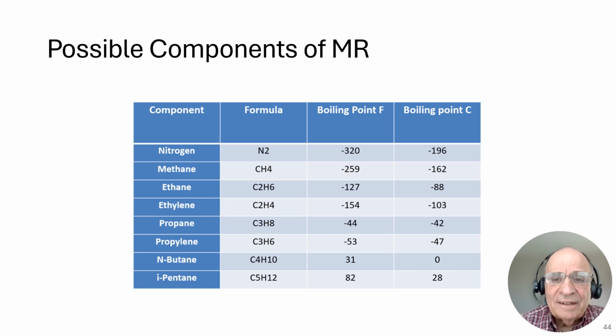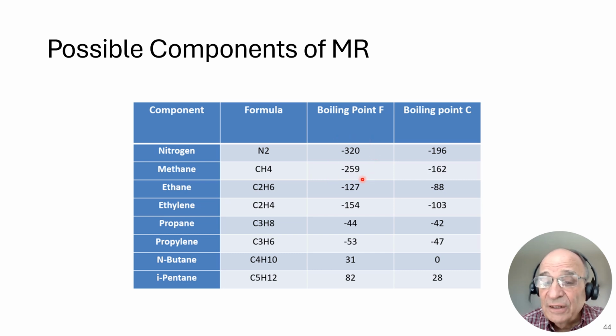So let's select an MR mixture. Here's MR. The MR stands for mixed refrigerant. And these are the typical components that are used in an MR mixture. Now, not all of them are used in a mixture, and it depends on a number of variables as to which of these components you will select. Almost all MR mixtures contain some nitrogen and methane, and that's because you want to get down to the real cold temperatures, colder than minus 260.